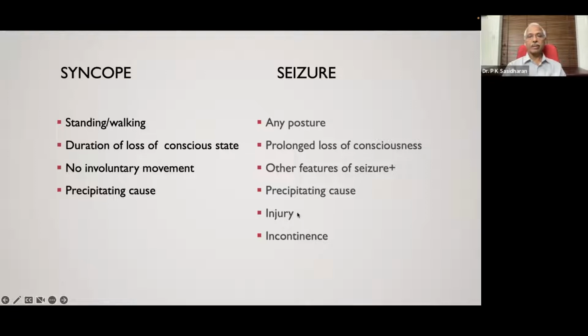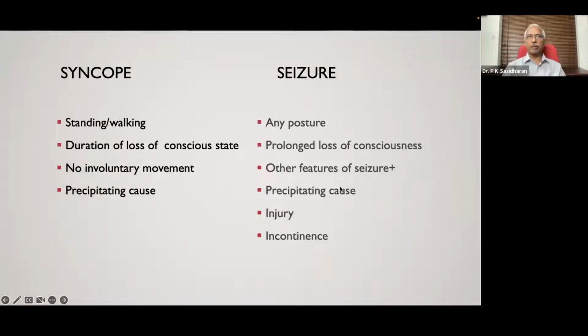And during the seizure, the patient is likely to injure somewhere, hitting the head or biting the tongue, or falling into some accident-prone areas. These are unusual in syncope unless by chance the patient is standing on a narrow path where there's nothing to hold on. Otherwise, the patient will never fall and injure. Incontinence of urine also is very common in seizure disorders. These will never occur in syncope.